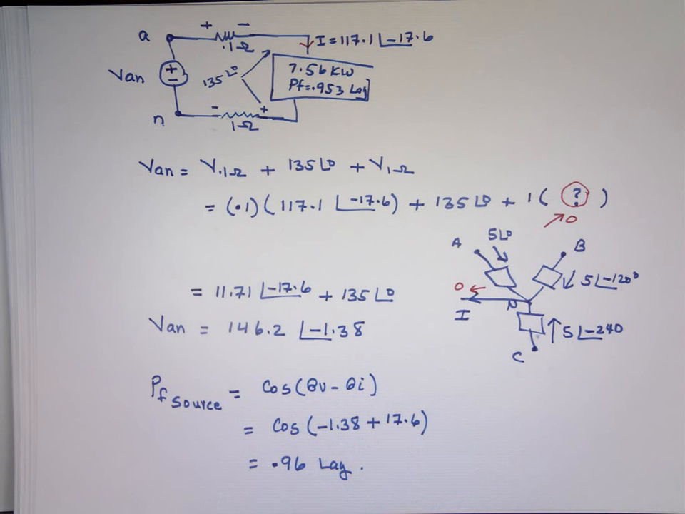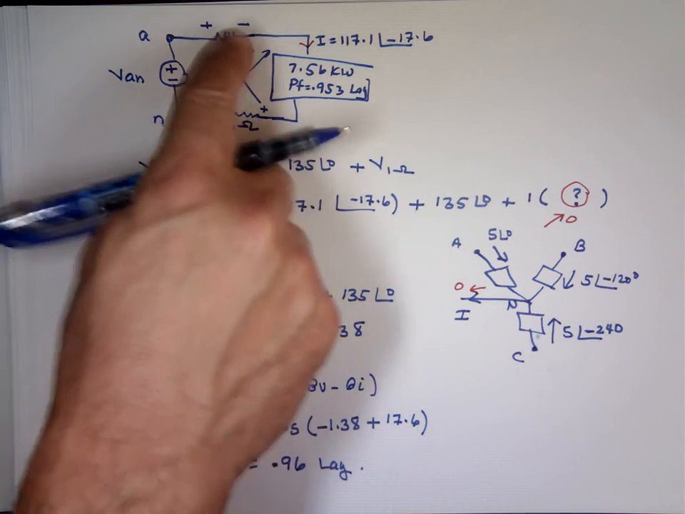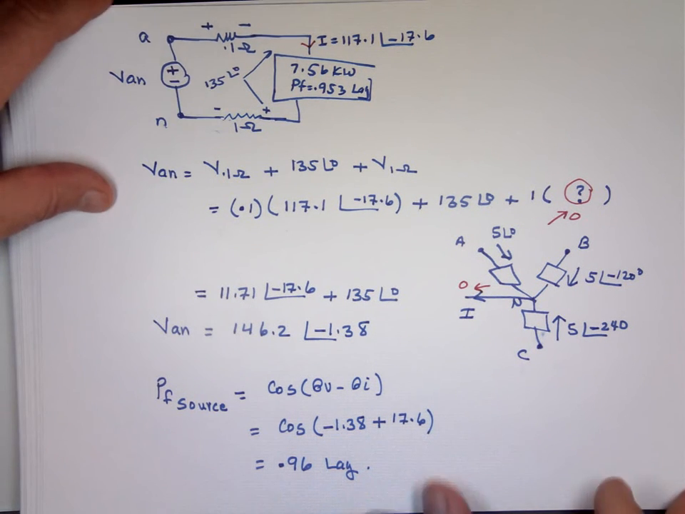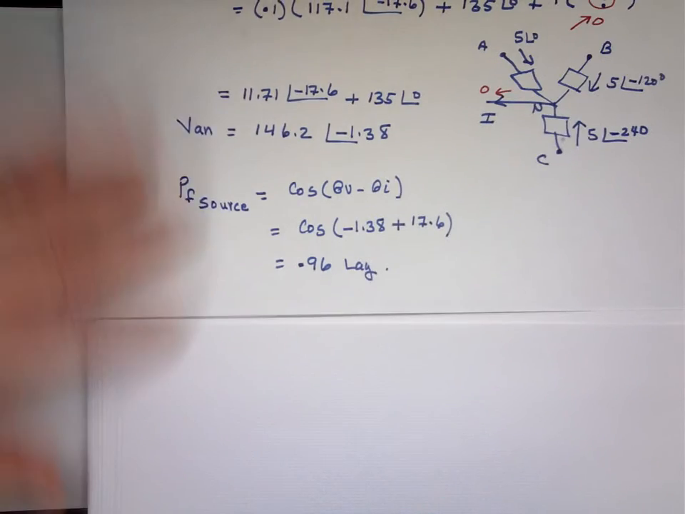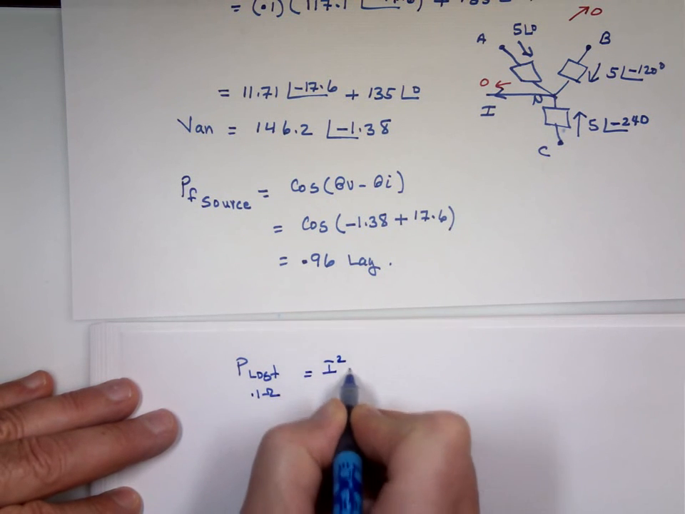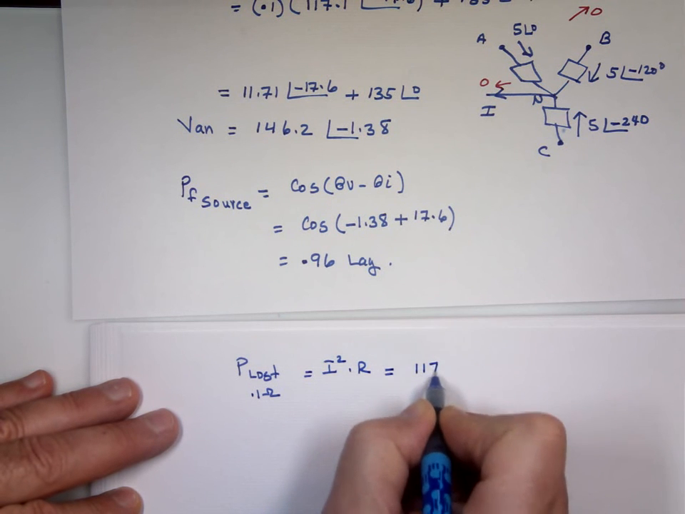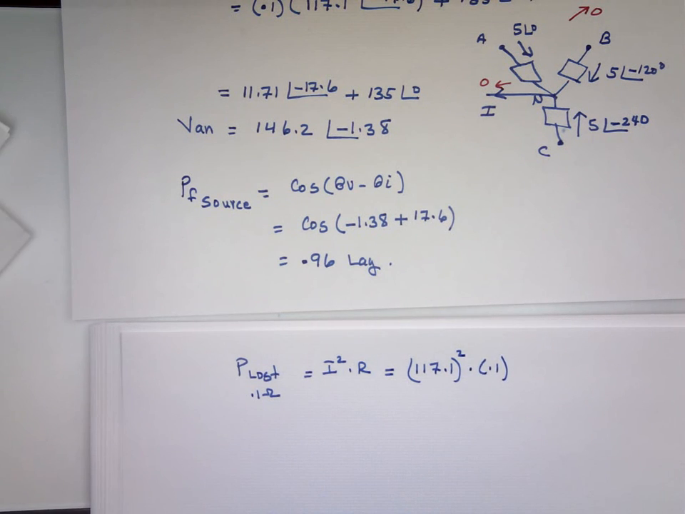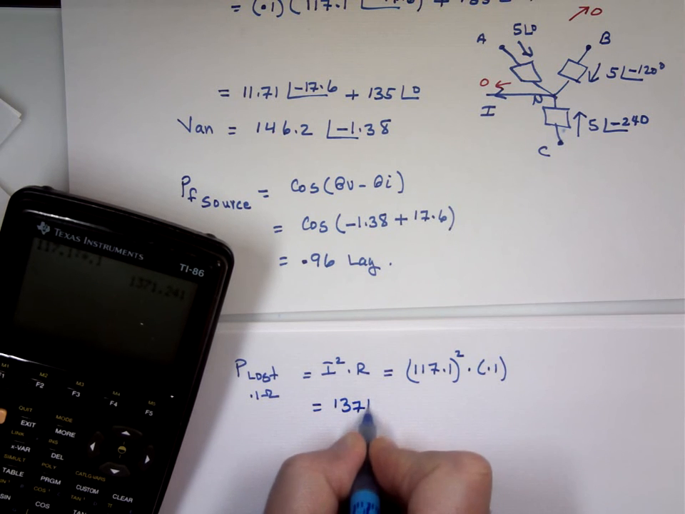Now, can we find the total power loss in each one of these? Absolutely. Well, the power loss in the 0.1 ohm resistor is I squared times R. I is what? 117.1 squared times R, which is 0.1. I got for that one 1371 watts.